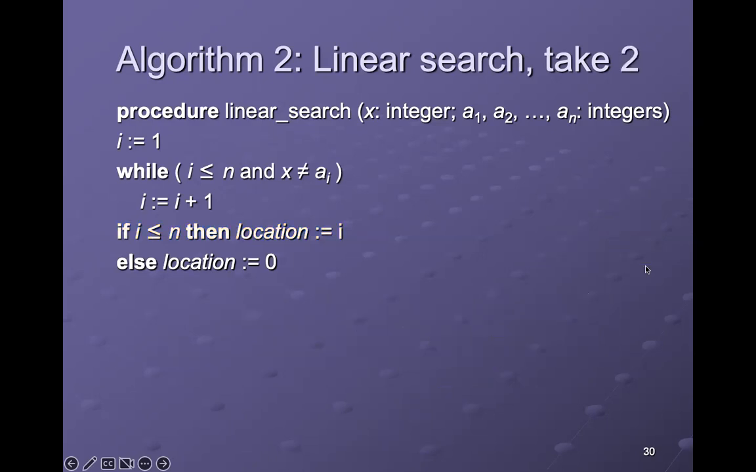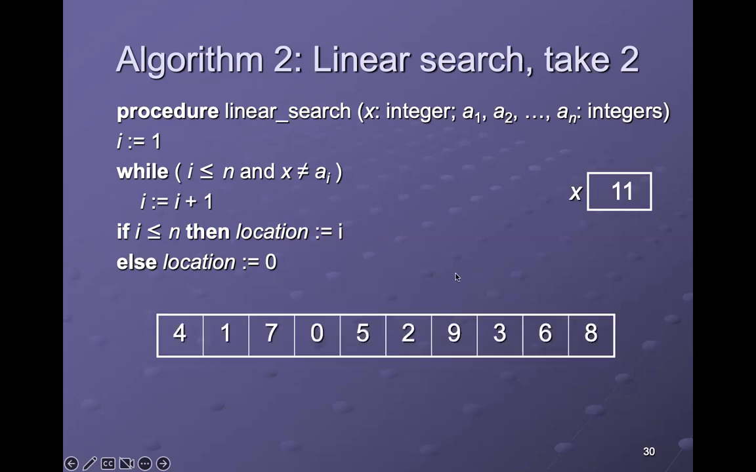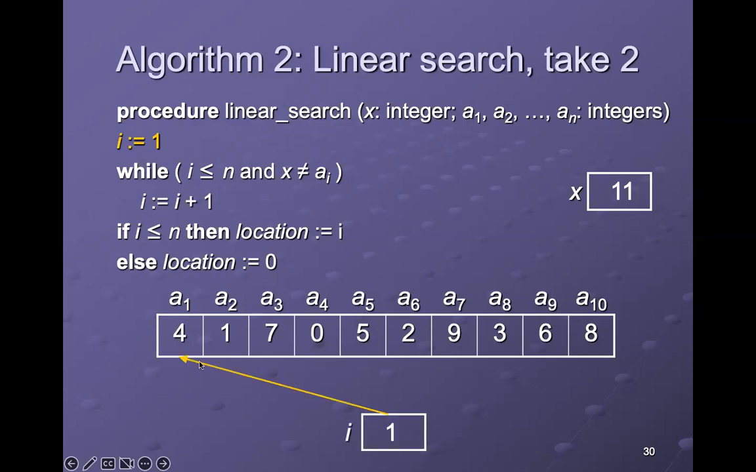Now let us have another example. In this case, what we want to find is the number 11 in the list. Okay, so we have the same set of numbers 4, 1, 7, 0, 5, etc. We are going to set this as a sub 1 equals 4, a sub 2 equals 1. So now, given the linear search, we are going to start with the first element in the list. Okay, i equals 1. Now, let us start with the loop.